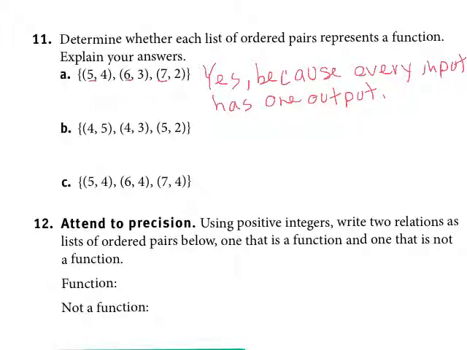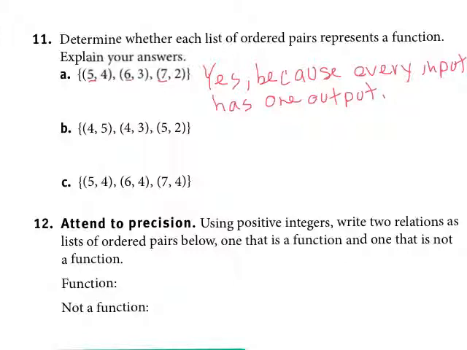Make sure you explain why. Okay, give me a thumb. B, what do you think? Yes or no? B, is it a function or not? No. Ooh, I only have a couple yeses. Why is it not a function? Tell me. Because the two different numbers have the same.